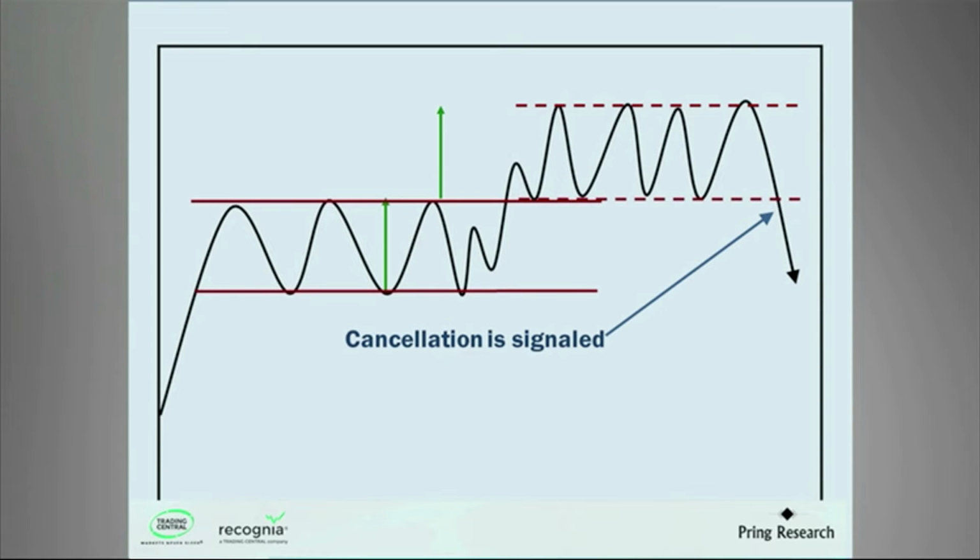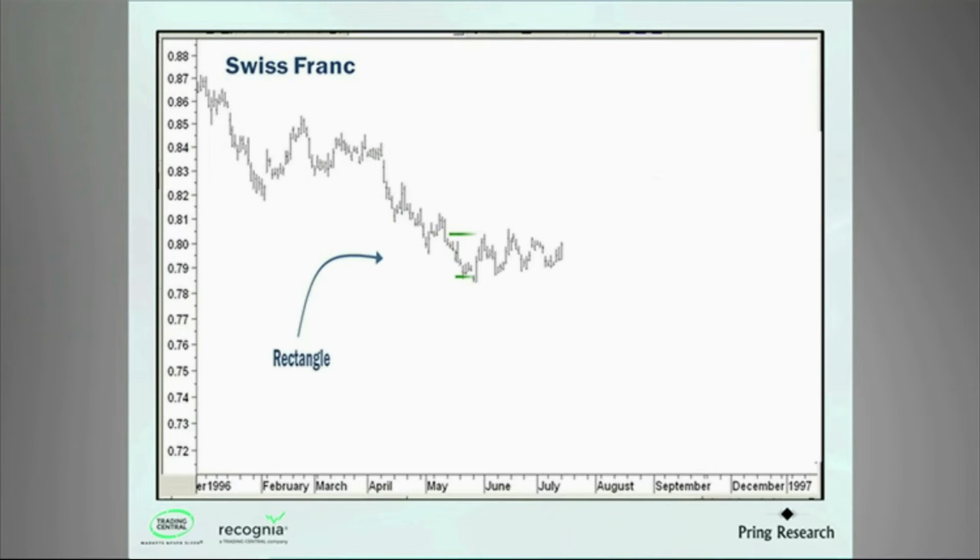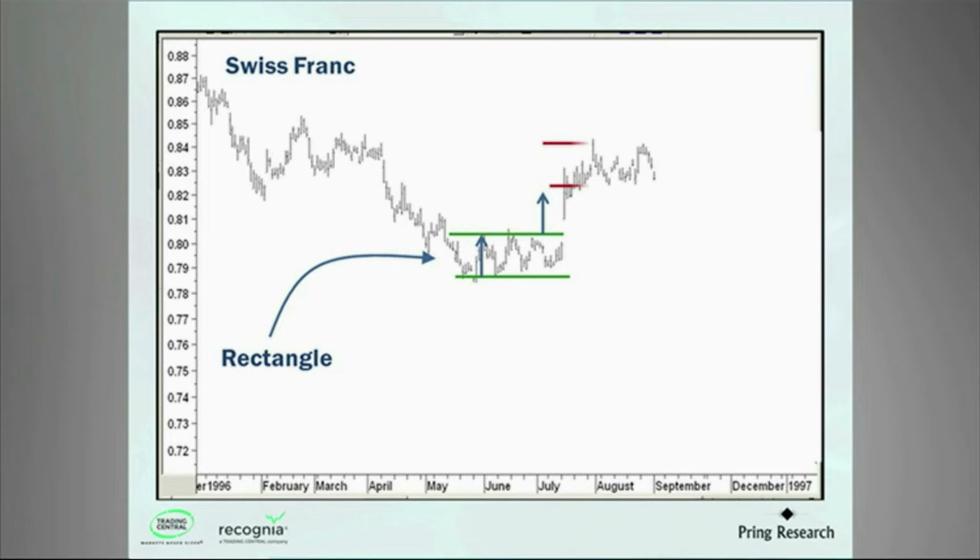If so, go with the cancellation, as it's probably telling you the truth. In this chart we see a rectangle for the Swiss franc with its measuring objective. When we see the breakout, it's possible to identify another rectangle. Note that the lower part is at the objective level. Also, the second objective almost reaches the upper area.